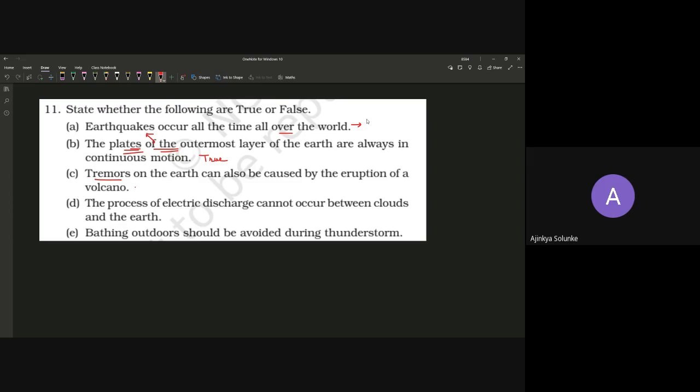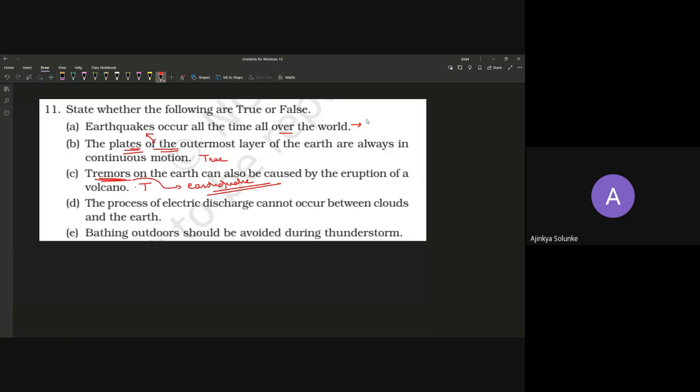Yes, it's true. See, whenever a volcanic eruption is happening, it is going to cause a lot of vibrations, which we call tremors, and ultimately that is an earthquake. It causes a lot of destruction. It causes a lot of quakes. So definitely a volcano can be a reason for earthquake.